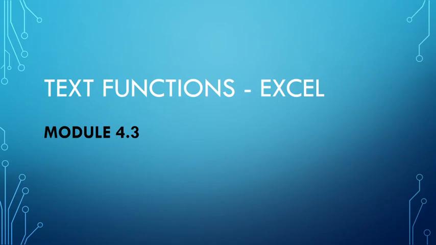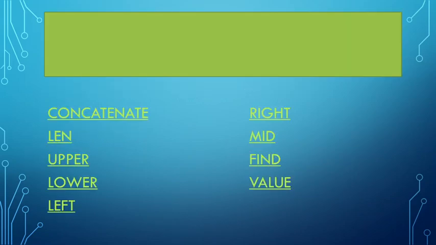However, the following text functions we can apply to text. So we have concatenate. That's a big word. It means combining of text. We have the len function, which is short for length. We have the upper function, which converts text into uppercase. We have the lower. Guess what that does? You guessed right. It converts text into lowercase.